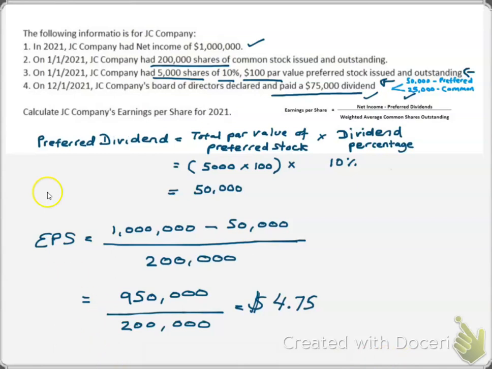The question asked us to calculate JC Company's earnings per share for 2021, and JC Company's earnings per share for 2021 is $4.75 per share. That's it for this video. I will continue 2 more examples in the next video.